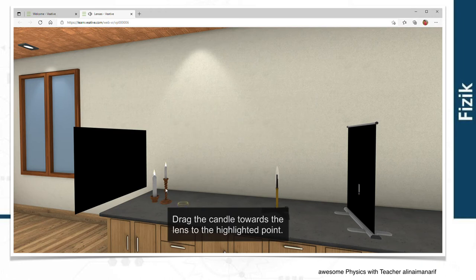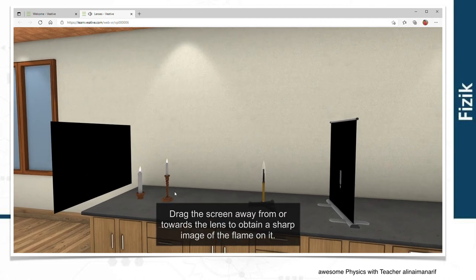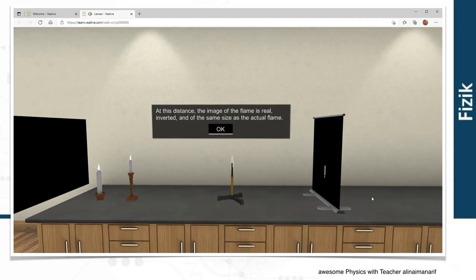I will drag this candle to this point, and drag the screen away from the lens. At this distance, the image of the flame is real, inverted and the same size as the actual flame. So the size of the object flame is equal to the image formed on the screen. You must remember that when we use a convex lens, real means the image forms on the screen.